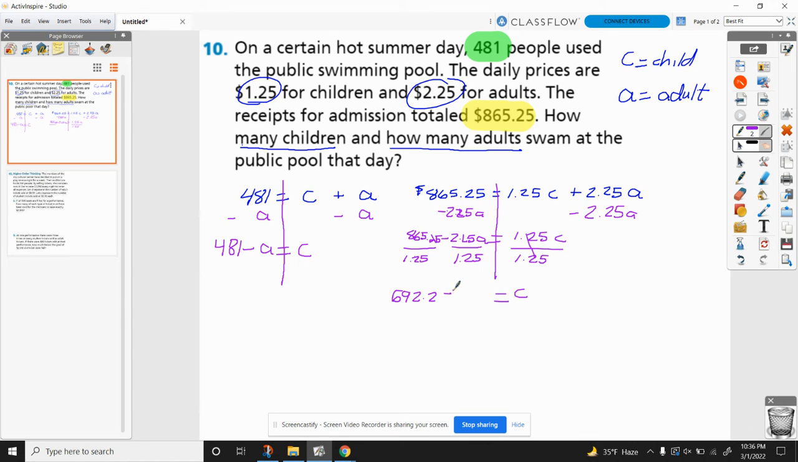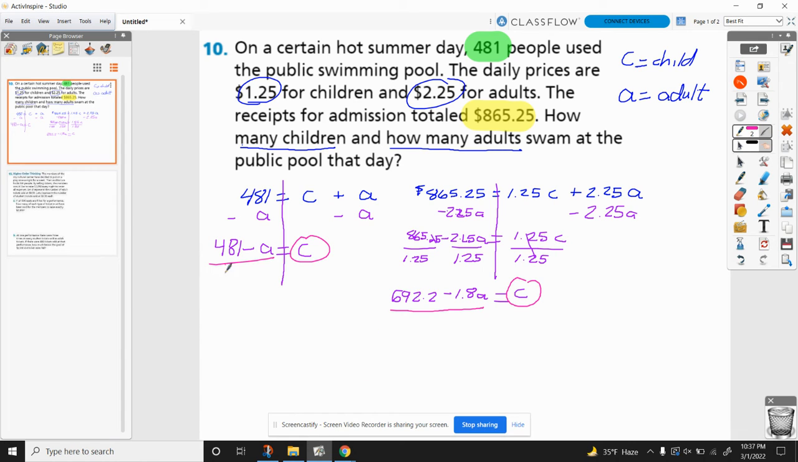$692.20 minus $2.25 divided by $1.25, which is 1.8. So now we have our two equations here. What I'm going to show you is that we have our C value, which equals this, and our C value, which now equals this.